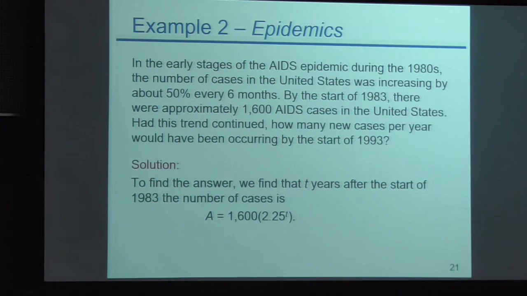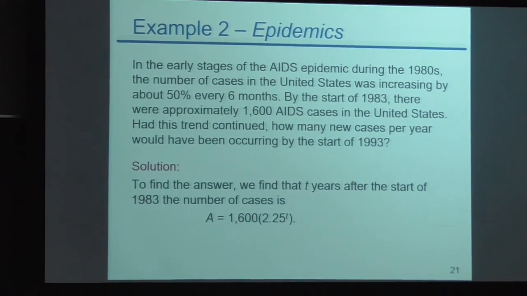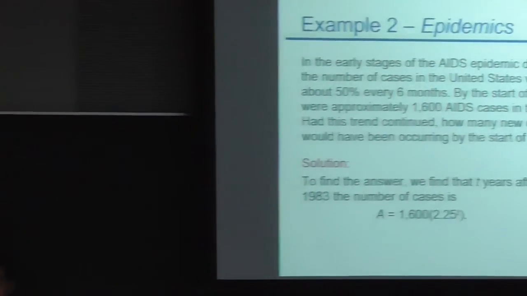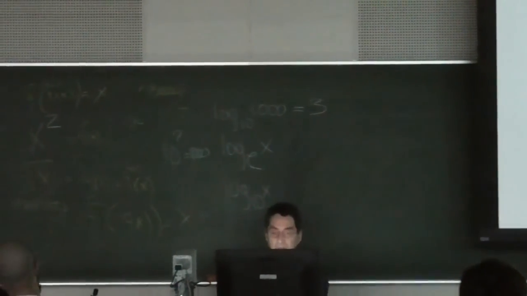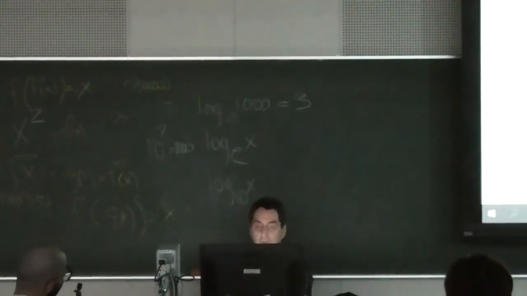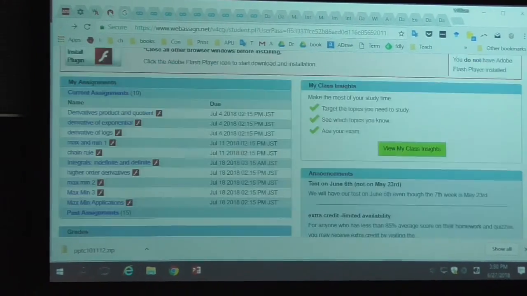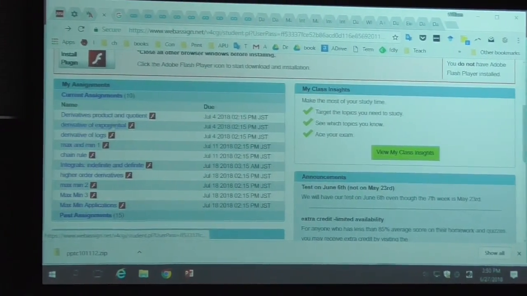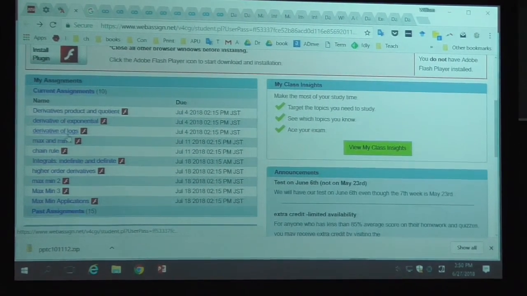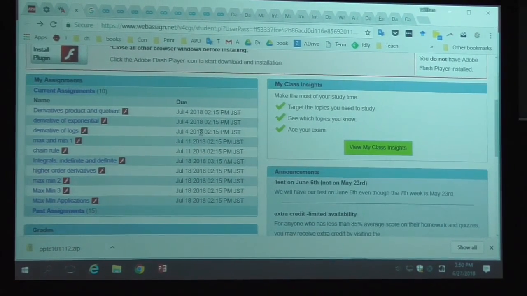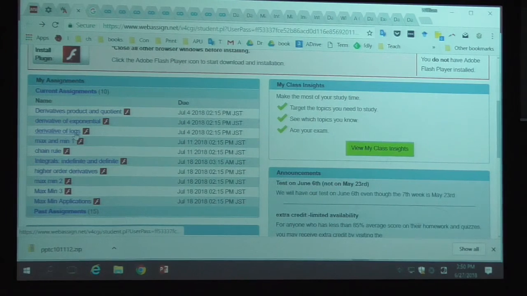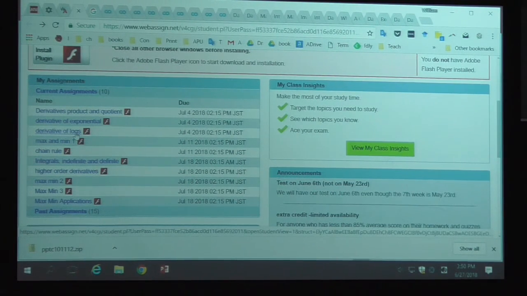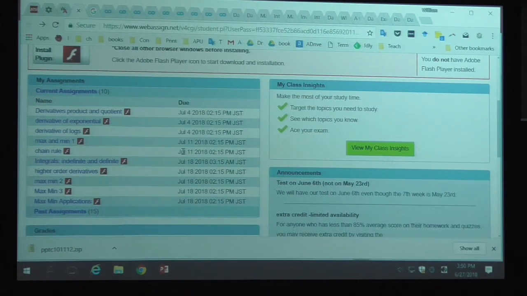Okay, so let me just review once more. So what did we do in terms of homework? We've done derivatives of logs. So that is due on July 4th, and you should be able to do that now. Okay? And actually the chain rule is after that for some reason.